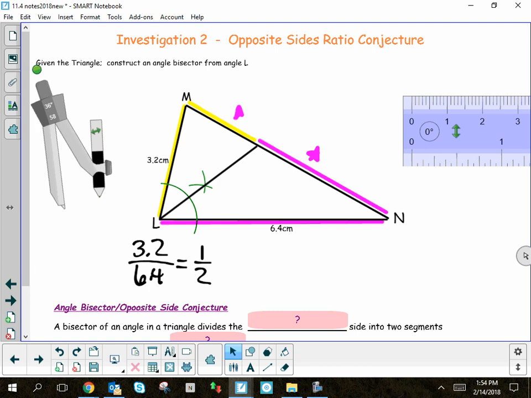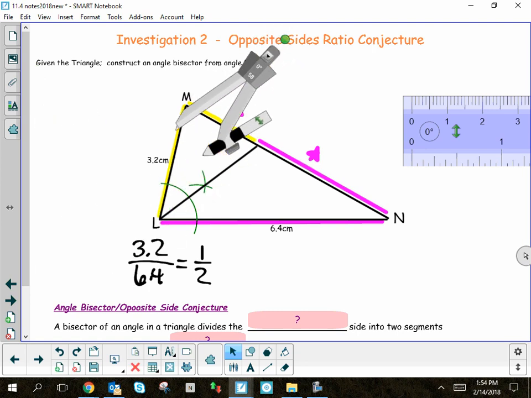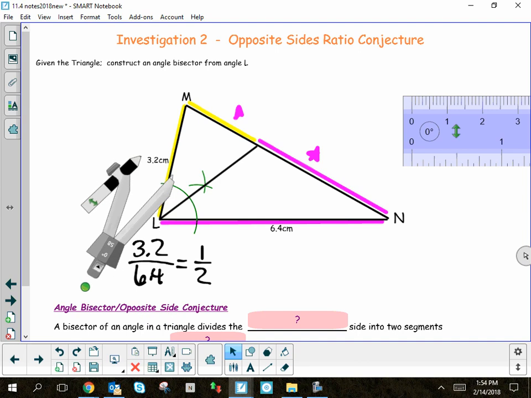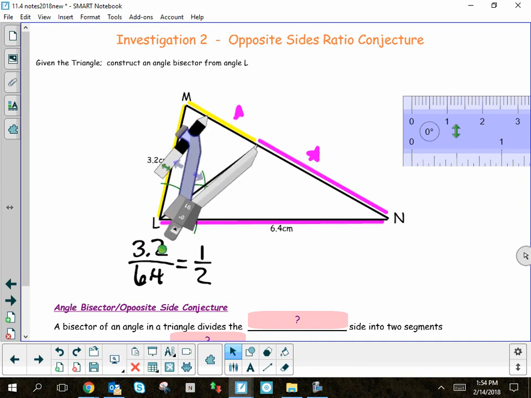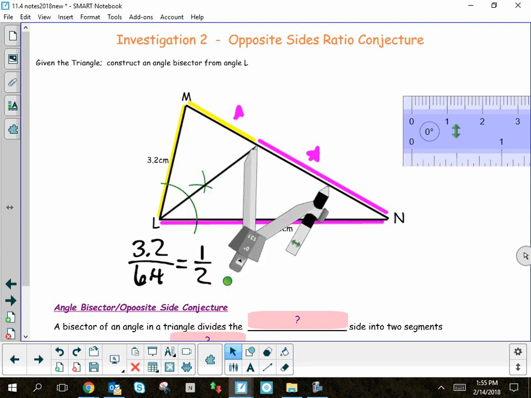So let's measure this yellow segment over here. Let's measure this one. So let's look at that measure. It's about that big. That's good. Now, let's see if this pink one is twice that yellow one.